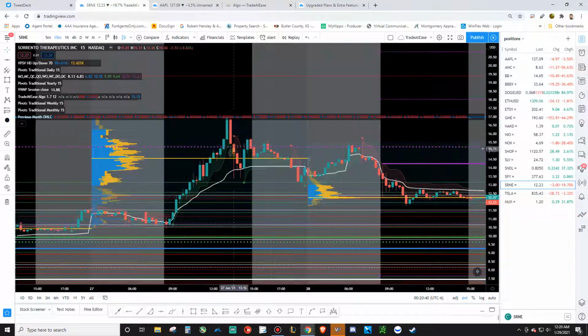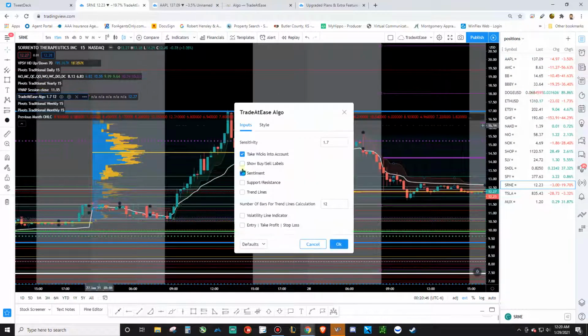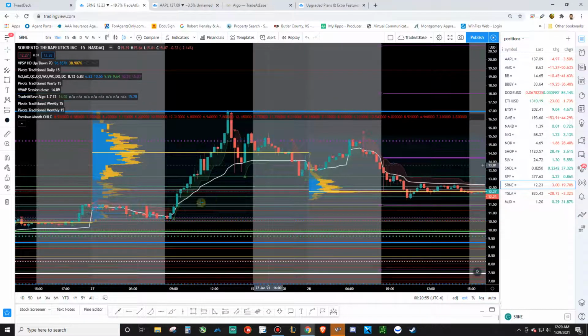Whether the VWAP is above it, it's just going to try to hang out. So real natural levels. And then I use this algo. I actually changed it. TradeAtEase might be mad, but I just basically use the sentiment, and then I use take wicks into account. The reason I like it is because it gives you this nice little cloud. And I don't use it that much.